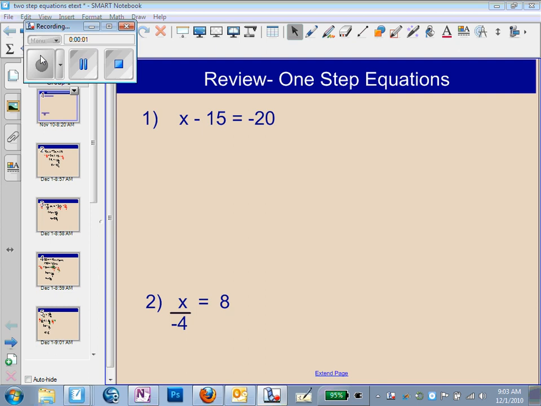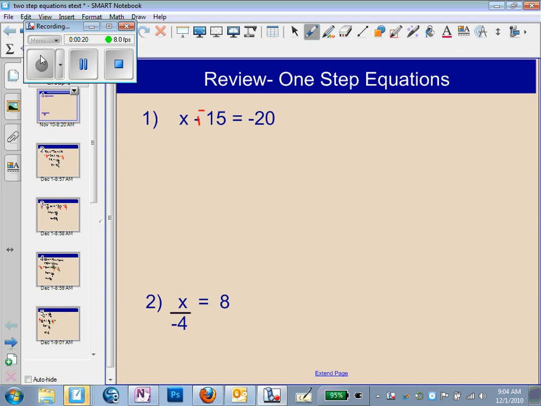So today we're going to be studying two-step equations. We're going to start with a quick review of one-step equations. So in this first equation, we want to make sure that we change subtraction to addition. We always want our equations to have addition and not subtraction in.